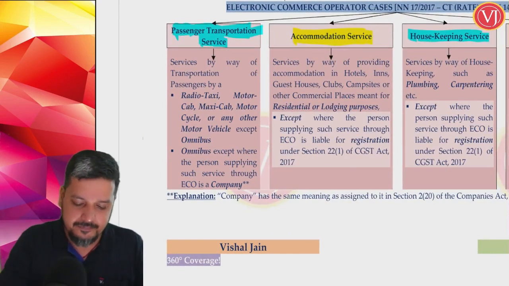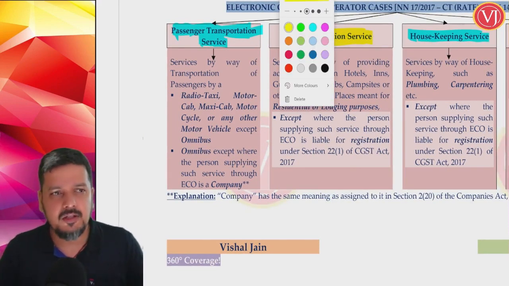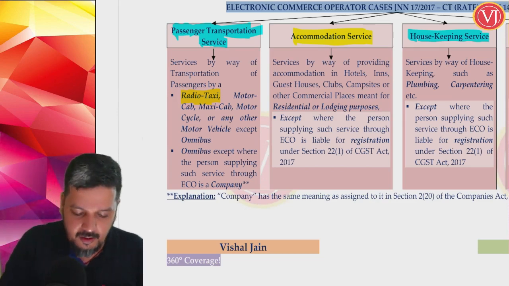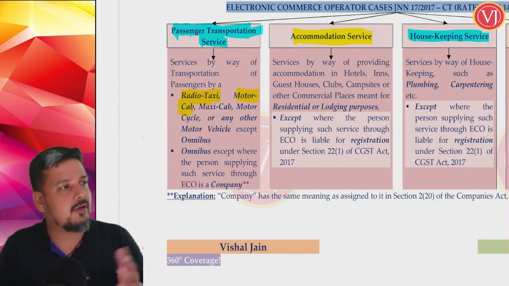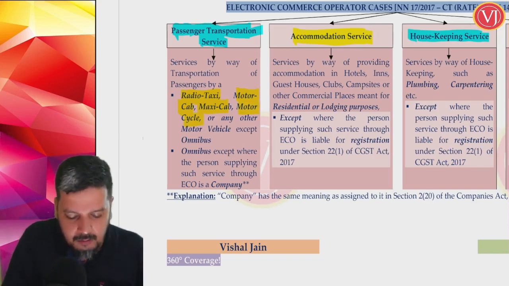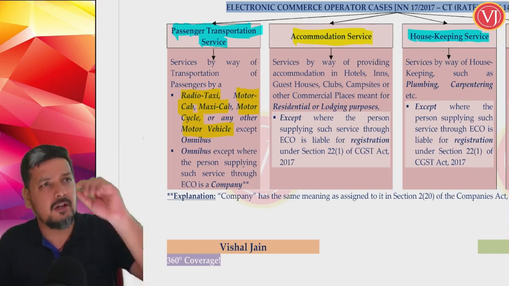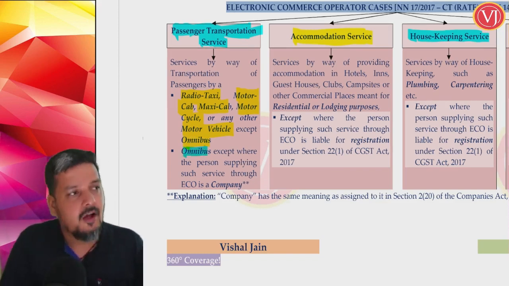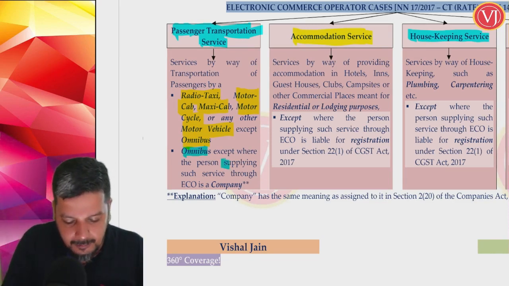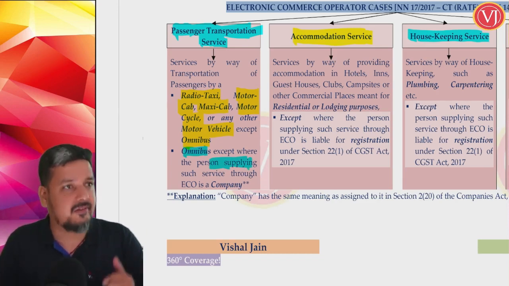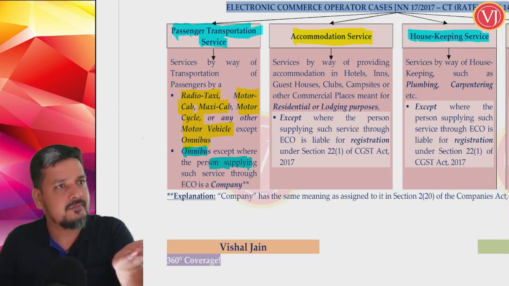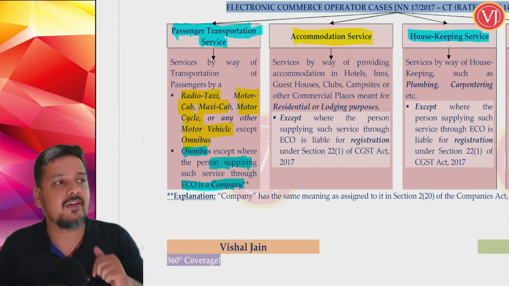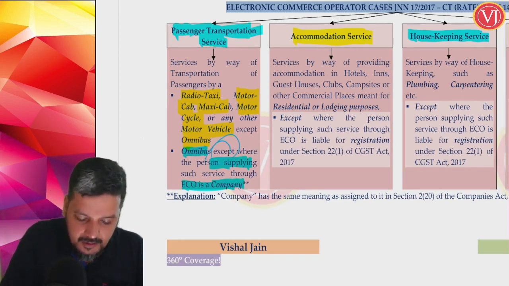When you talk about passenger transportation service, you are booking passenger transportation service via, say, Ola, Uber or Rapido. It may be radio taxi, where there is a centrally controlled office controlling everyone through GPS, GPRS, or motor cab, 1 to 6 passengers, or maxi cab, 7 to 12 passengers, or a normal motorcycle, two-wheeler, or any other motor vehicle, which means you do not need to remember any terms. You're talking about any motor vehicle except omnibus. But wait, even omnibus is covered. Omnibus is covered separately, except when the person supplying that service through omnibus, say for example Redbus, you're booking a bus seat through Redbus. Redbus is only an app. Now that bus owner, if at all the bus owner supplier is a company, then 9(5) will not apply. Otherwise, even 9(5) will apply for omnibus.